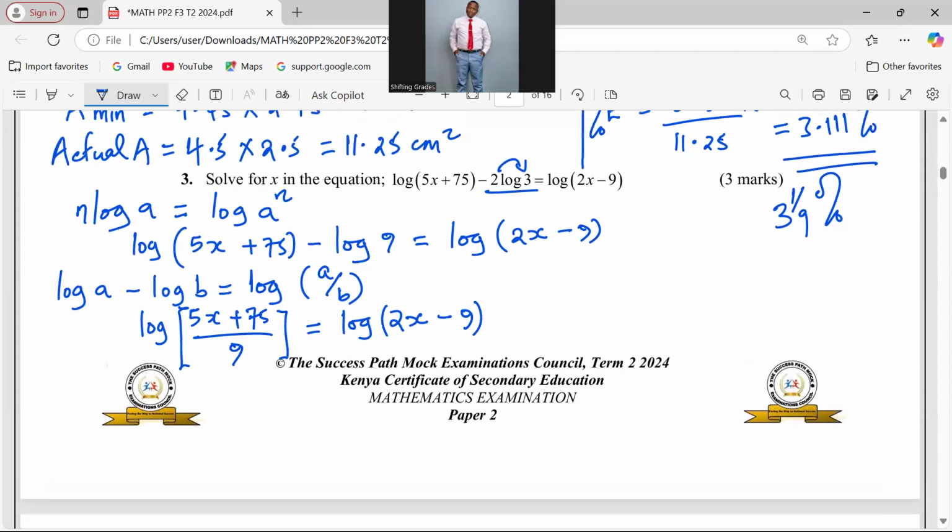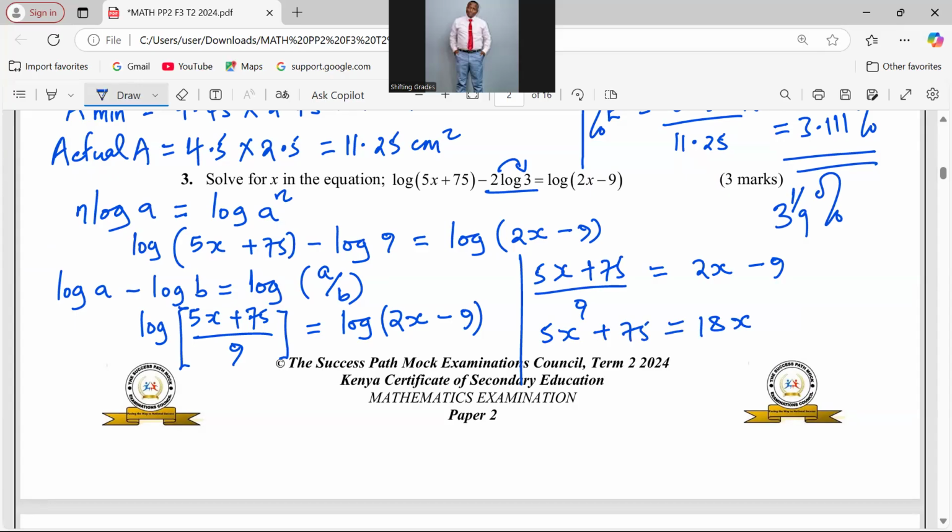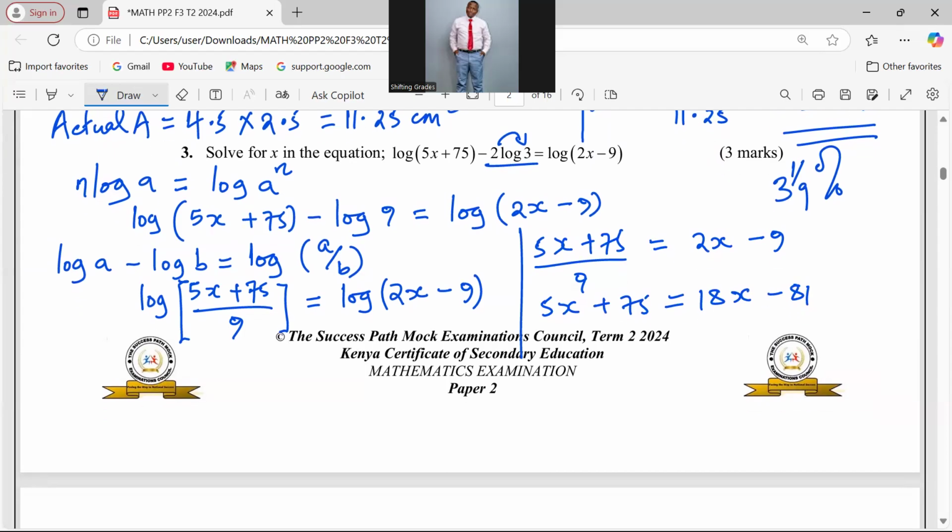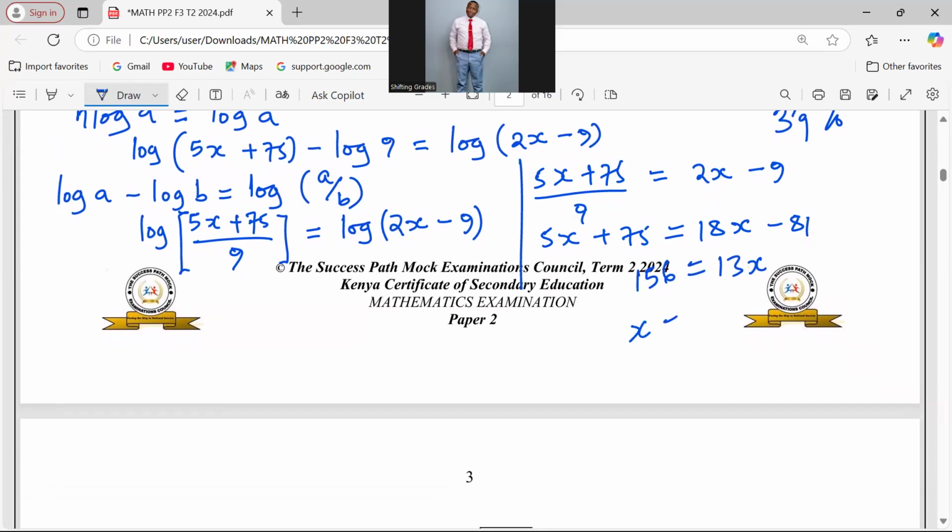Now that we have fully applied the laws of logarithms, we can drop logarithms and equate 5x plus 75 divided by 9 equals 2x minus 9. Cross multiplication will give us 5x plus 75 being equal to 18x minus 81. Yeah, minus 81, because 9 multiplies everything there. So when we group terms together, 18 minus 5 will be 13x. But now we have to take 75 plus 81, giving us 156. So that will remain with x. We divide through by 13. This gives us exactly 12.